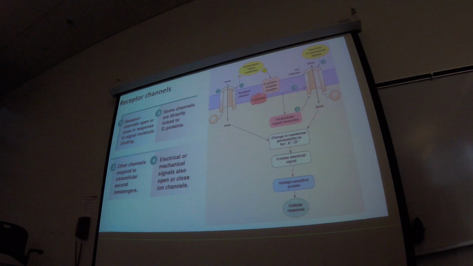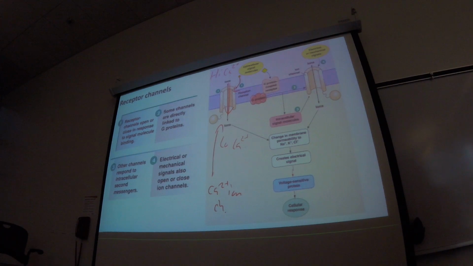And it's pretty much as I described. The first step is the first messenger plugs in there and it opens up the channel. So, for example, this is a calcium ion channel. When it opens up, there's high calcium on the outside, there's low calcium on the inside of the cell, and so there's going to be a huge flux of calcium on the inside.